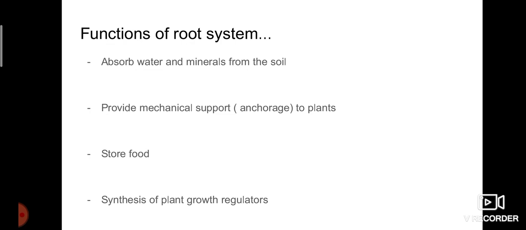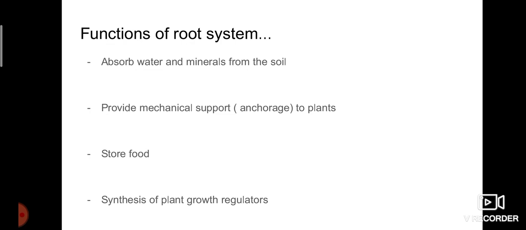Second one, it provides mechanical support to the plants. What do you mean by mechanical support? That is nothing but anchorage. How strongly the plant is bound to the soil is determined by these roots. With the help of the roots only, the trees are able to stand in the soil, otherwise they may fall down. So the support is given by the roots.